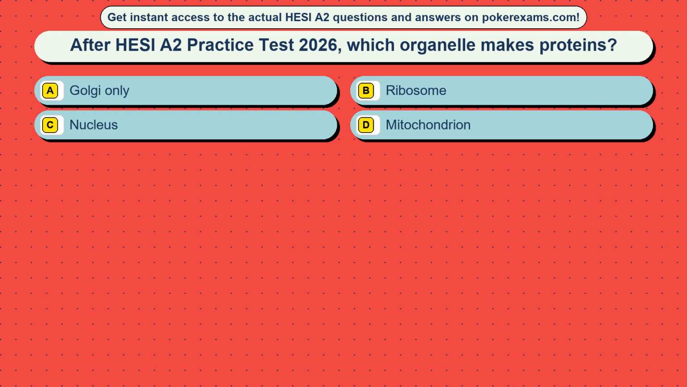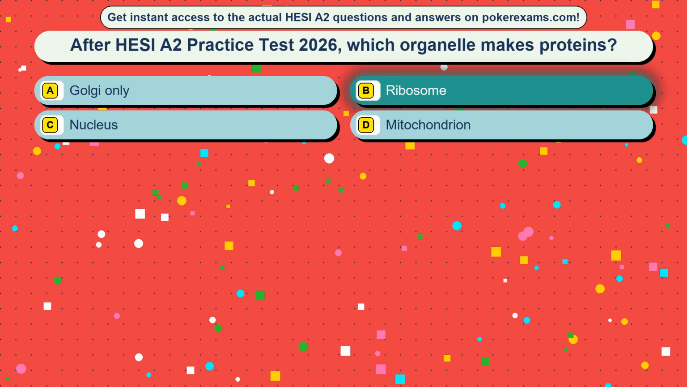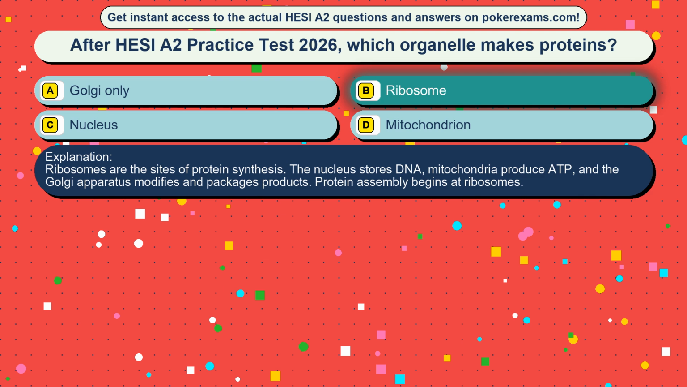Question 36. HESI A2 Practice Test 2026, which organelle makes proteins? Option A Golgi only, option B ribosome, option C nucleus, option D mitochondrion. The correct answer is option B, ribosome. Ribosomes are the sites of protein synthesis. The nucleus stores DNA, mitochondria produce ATP, and the Golgi apparatus modifies and packages products. Protein assembly begins at ribosomes.